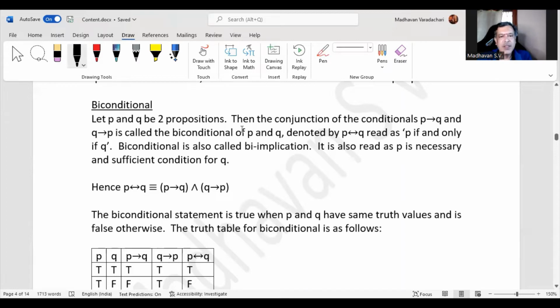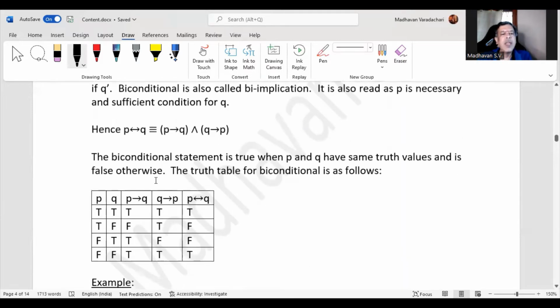Hence, based on this definition, since it is a conjunction, we say P double implies Q is equivalent to this symbol. When you write three horizontal lines, we call it equivalent. P double implication Q, or biconditional, is equivalent to P implies Q and Q implies P. The biconditional statement is true when P and Q have the same truth values and is false otherwise. The truth table for biconditional is as follows.